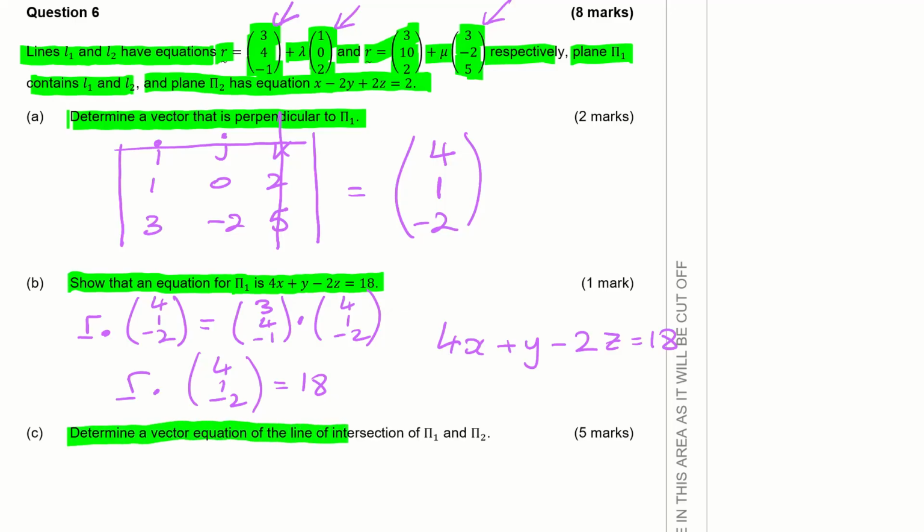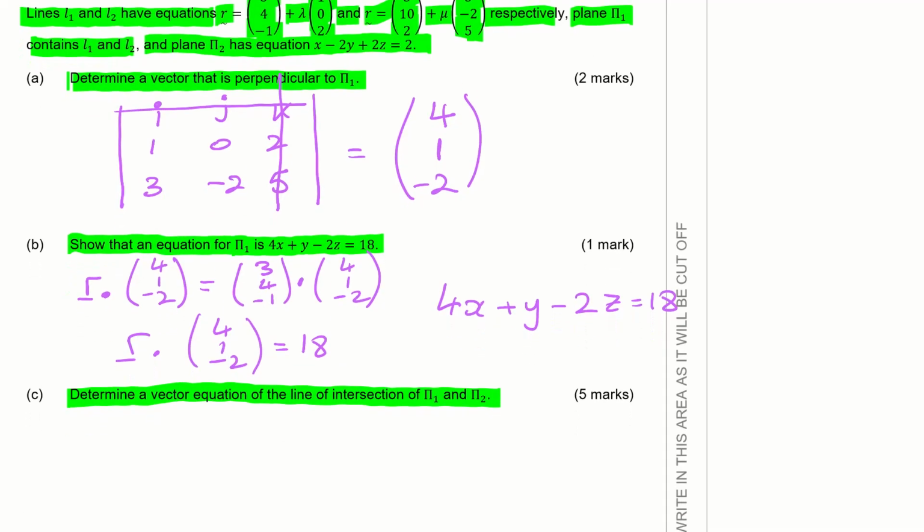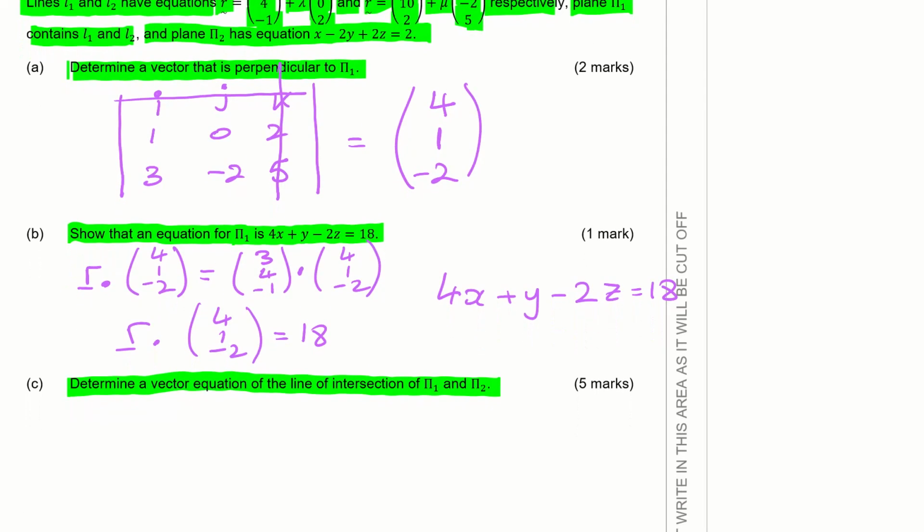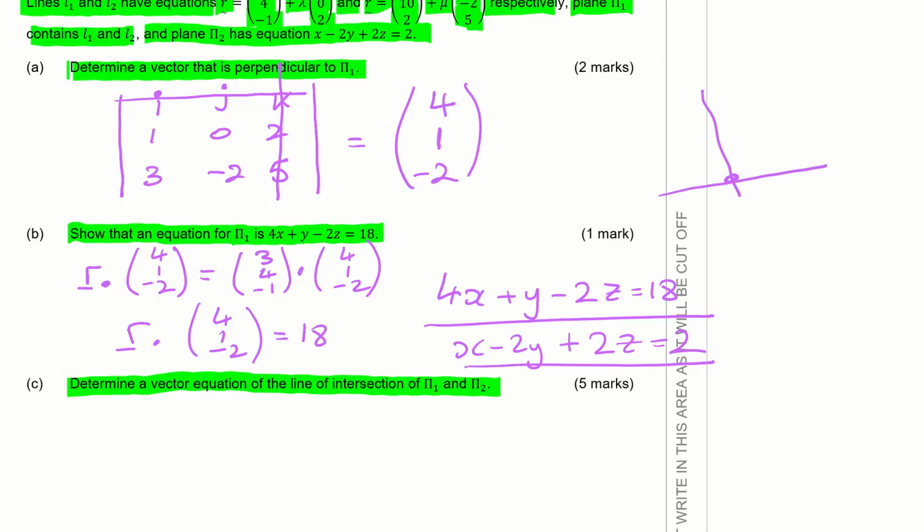Determine a vector equation of the line of intersection of pi1 and pi2. So our pi1 is this one. Pi2 is the x minus 2y plus 2z equals 2 that we were given at the beginning. And so the two planes must intersect somewhere, and then you would have a line of intersection. That line of intersection must be perpendicular to the normals of both planes. So we're going to do another vector product. (4, 1, -2) being the normal for the first plane, (1, -2, 2) being this one.